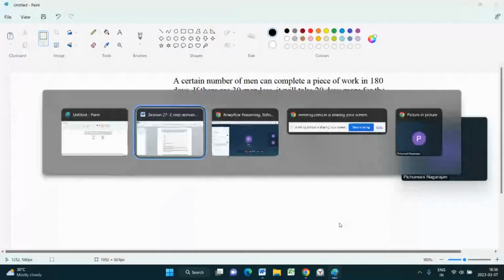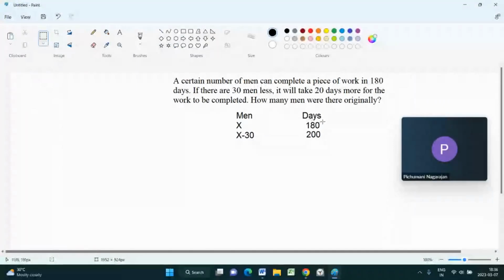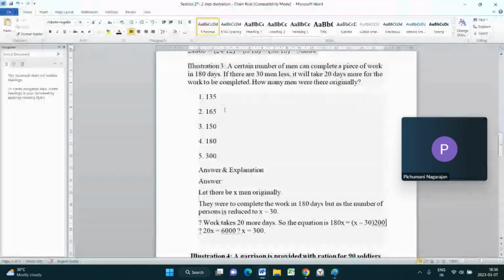180 into X is equal to, அதே work தான், X minus 30 will complete in 200 days. X people doing it in 180 days, the same work will get completed by X minus 30 into 200 days. It is the same work they are going to complete. So the comparison is 180 into X, which is equal to X minus 30 into 200. If you solve this, X is equal to 300 is the solution.